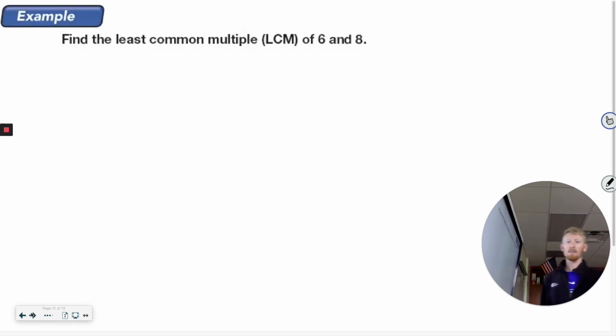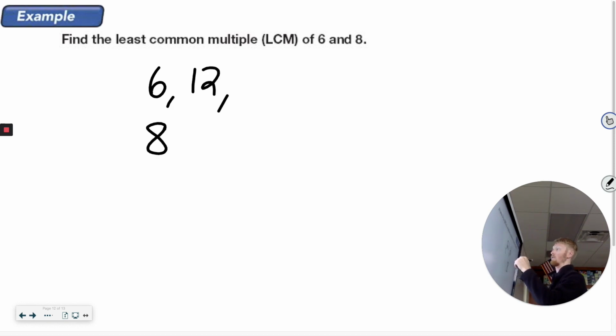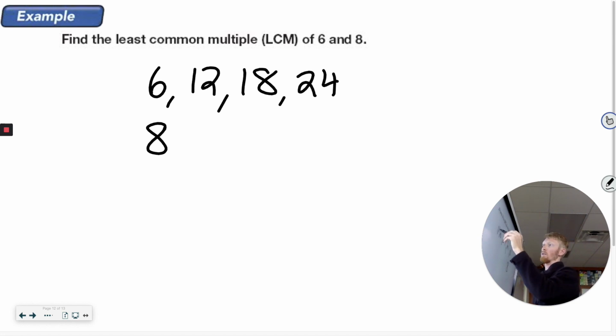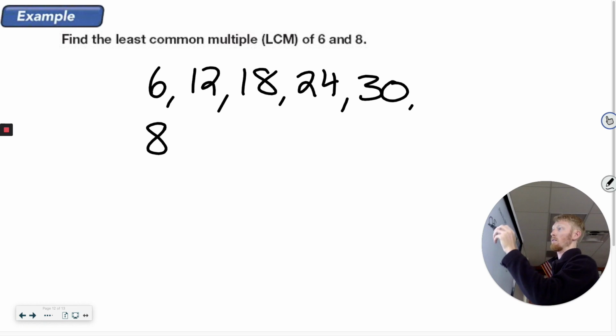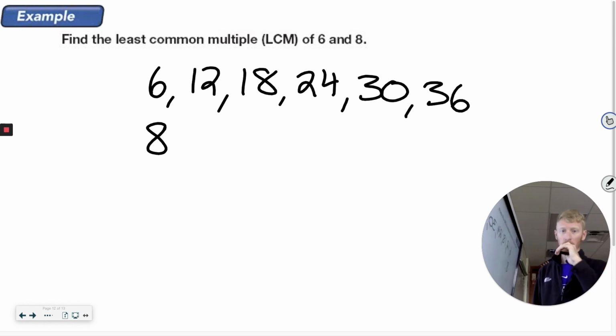All right, find the least common multiple of 6 and 8. So you can try this on your own if you want. You have two steps. Step 1, list out the multiples. So I have 6, 12, 18, 24, 30, 36. I'll stop there.